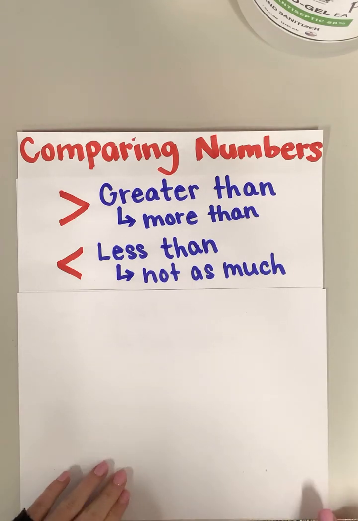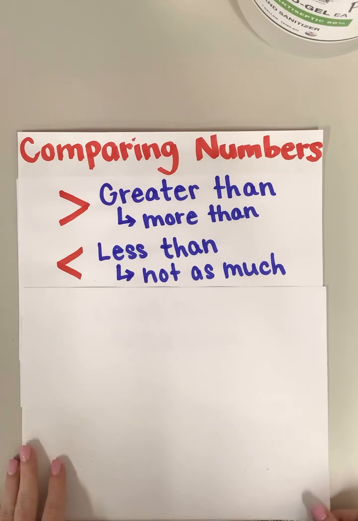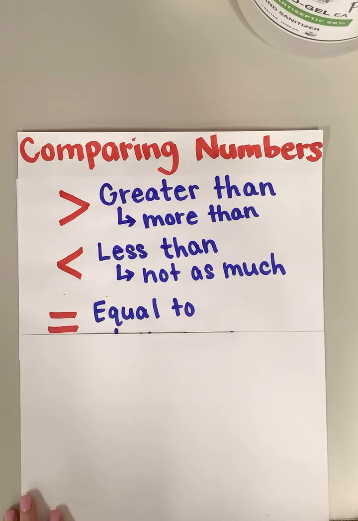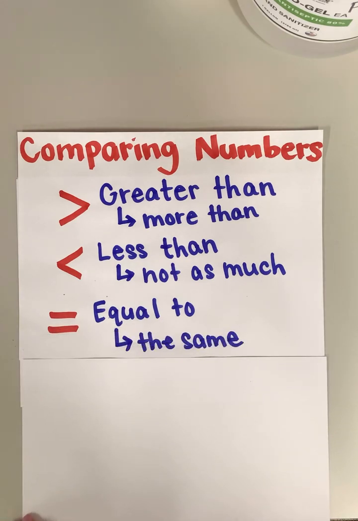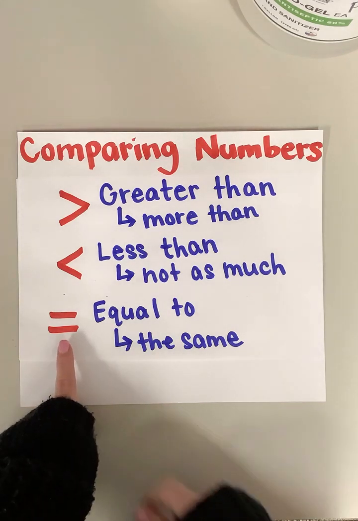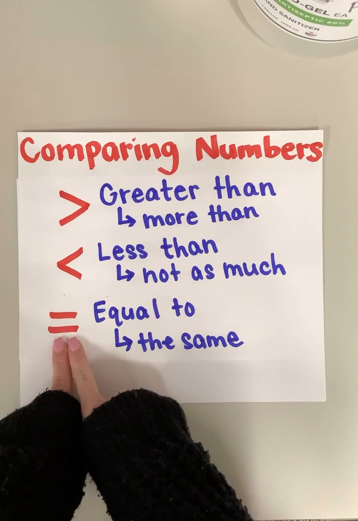Great job. The last sign that we use to compare numbers is equal to. Equal to means the same. The two numbers that you're comparing are the exact same amount. And we use this sign to show equal to.